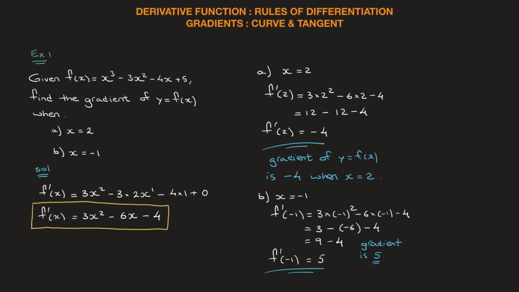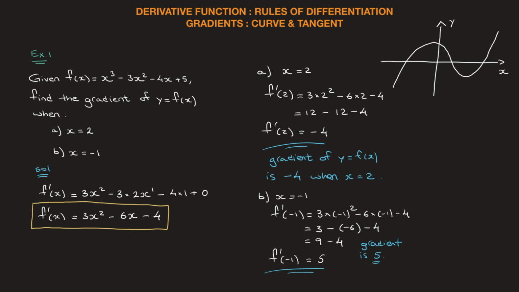And you can go ahead and check with your calculator, but if we were to plot the curve y equals f of x, where f of x equals x cubed minus 3x squared minus 4x plus 5, well, it would look something like this. I'll quickly draw an x-axis here. There we go, so that's x, that's y.